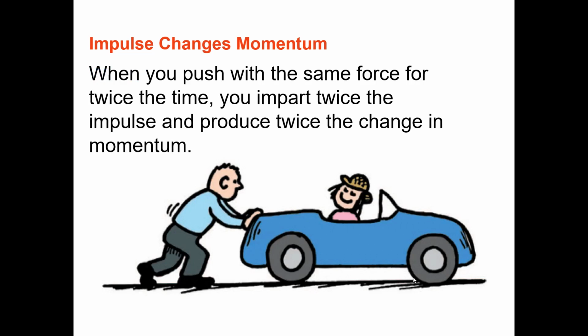Let's say you were pushing a car. That might require a very large force on your part, but you can take a car which is initially at rest, going 0, and maybe you can make it go 1 meter per second, let's say. That would require a certain amount of force. But if you could keep pushing for a longer period of time, you could accelerate the car even more. So if you push with the same force for twice the amount of time, then you produce twice the change in momentum.